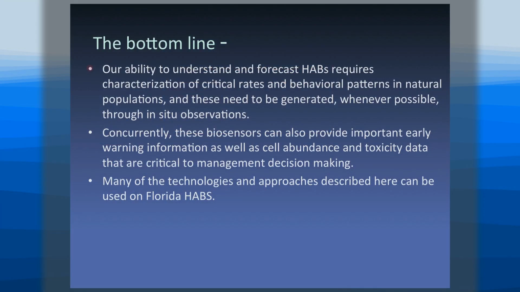And the bottom line is that if we're going to understand and forecast these HABs, here, Florida, New England, wherever, characterization of critical rates and behavior in these natural populations is basically what we need. And those need to be generated whenever possible through in situ observations. Concurrently, the biosensors that we're talking about can also provide early warning information as well as cell abundance for the forecast, like we said. Many of the technologies and approaches described here can be used on Florida HABs, and that's what I'm saying to all of you and to my colleagues here at Harbor Branch.